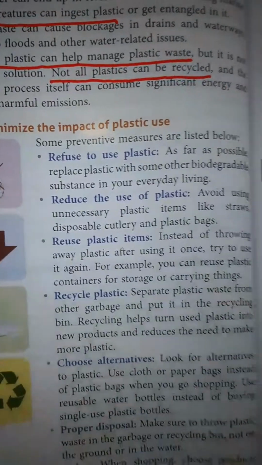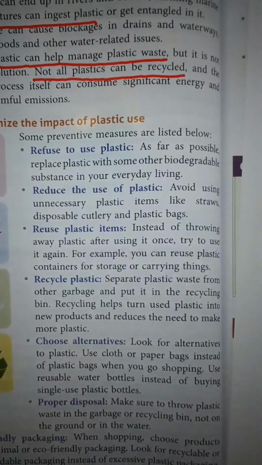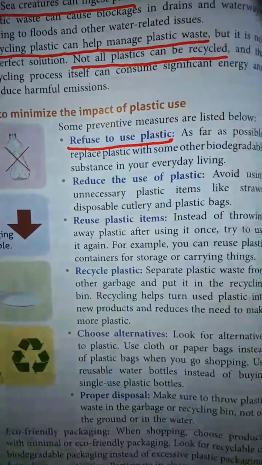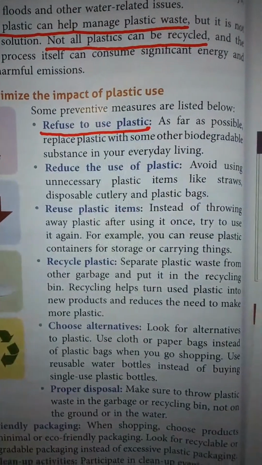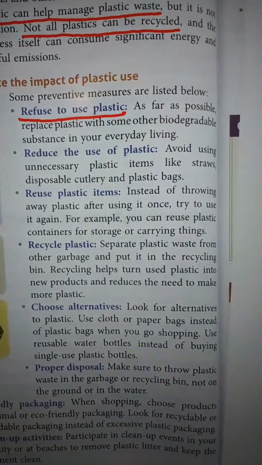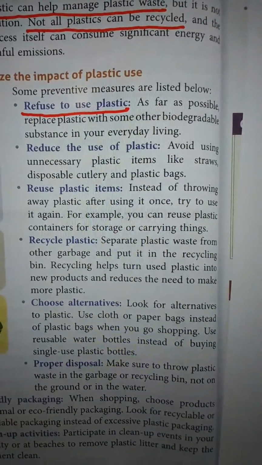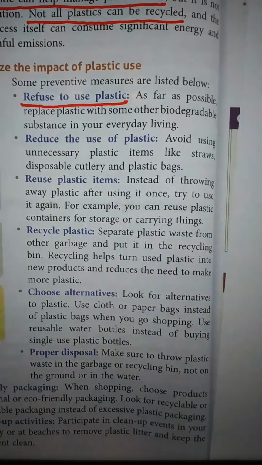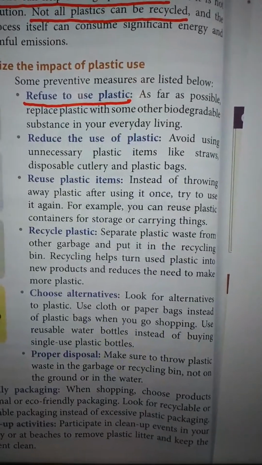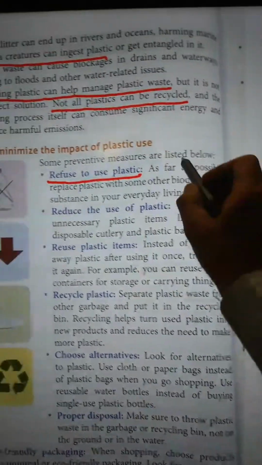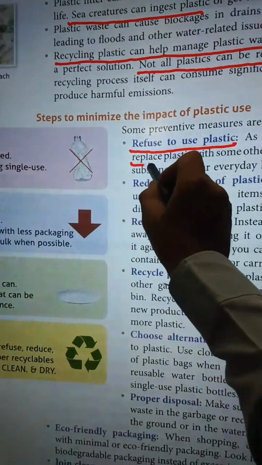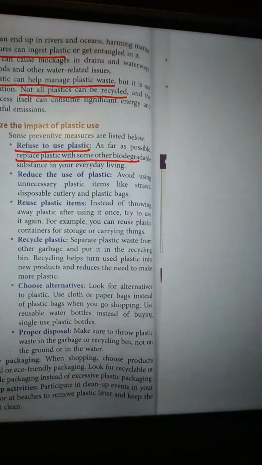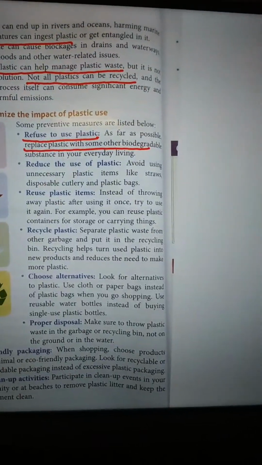So what are the ways to reduce the effect of plastic? Refuse to use plastic. Whenever you go to any shop and the shopkeeper asks if you want polythene, refuse it. If you need it, carry it from home. If you use it, take one polythene and use it for everything. As far as possible, replace plastic with some biodegradable substance. But if someone gives you polythene, then use it again and again.